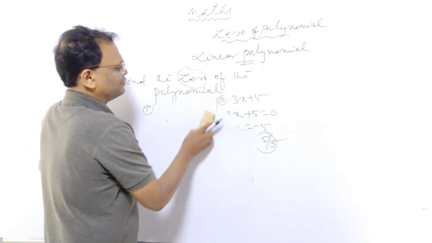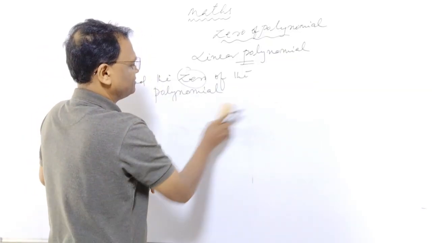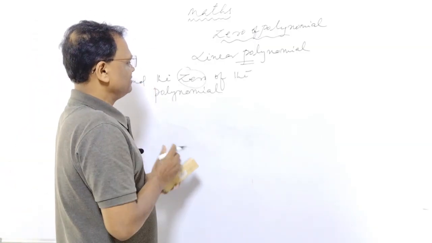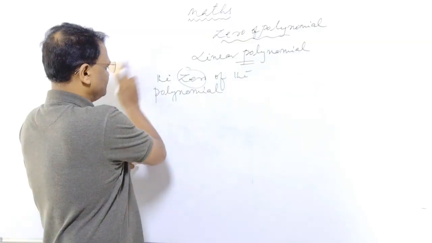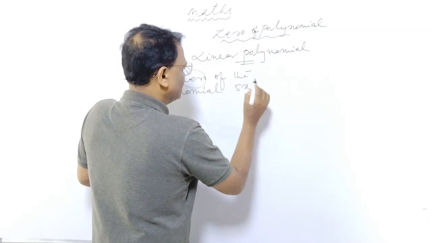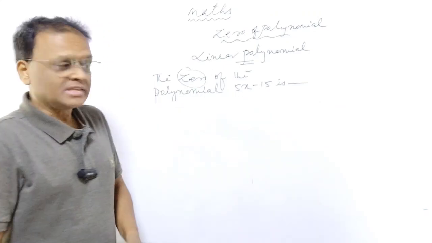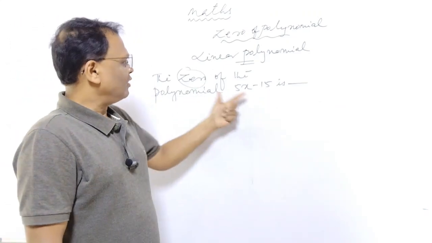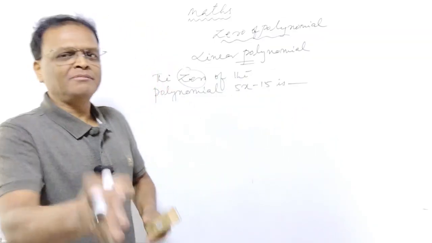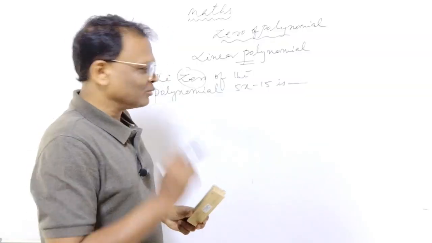Now for the MCQ questions, multiple choice questions, how fast can you do them? How fast can you do the multiple choice type questions? Suppose it is given: the 0 of the polynomial 5x minus 15 is. He is asking the objective question. Very simple. Within half a minute you can do it, which doesn't need calculation. Very speedily you can do. Look at how to do.